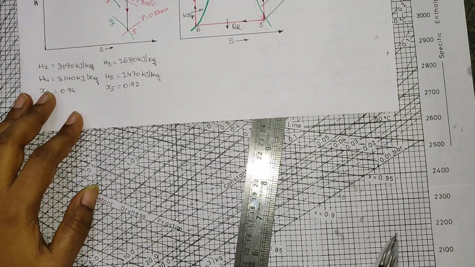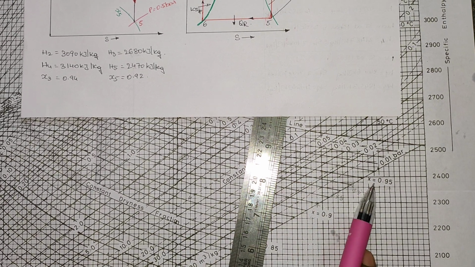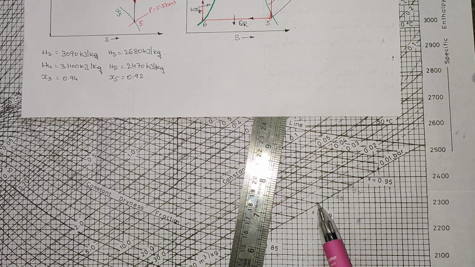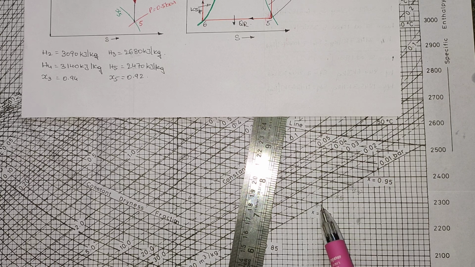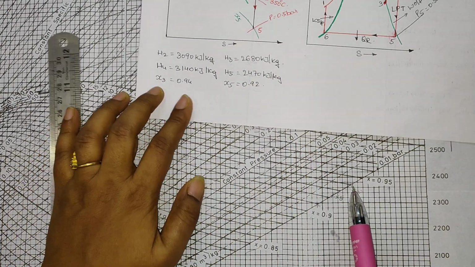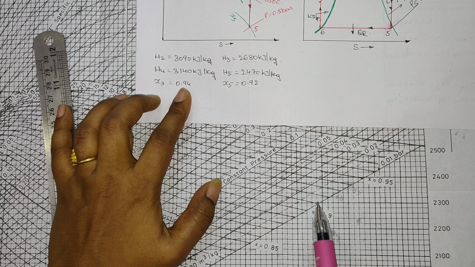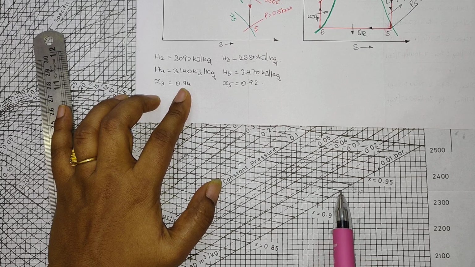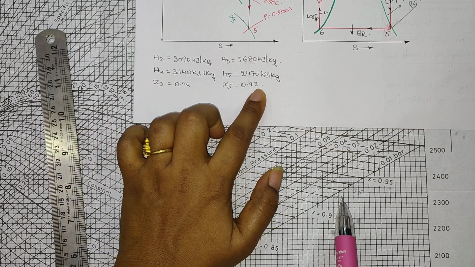So where is my X3? I located my X3 here. So from X is 0.9 to X is 0.95, I am having 1, 2, 3, 4, 5 divisions. So it means each division is 0.01. So this is 0.9, 0.91, 0.92, 0.93, 0.94. It should come 0.94. So here I have got the value as 0.94. So next one is X5. X5 is here. So 0.9, 0.91 and this is 0.92. It is coming somewhere in between. So I have taken it as 0.92.